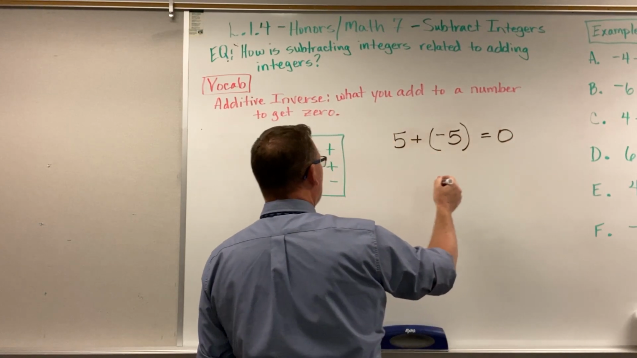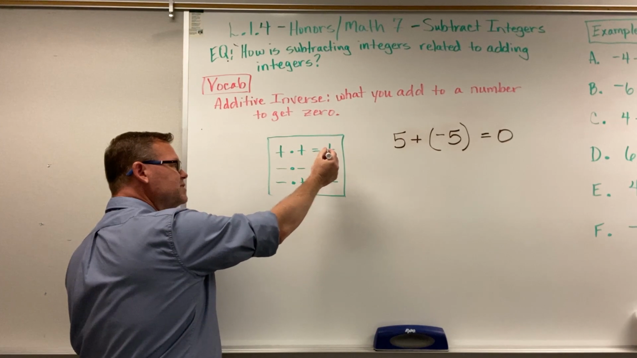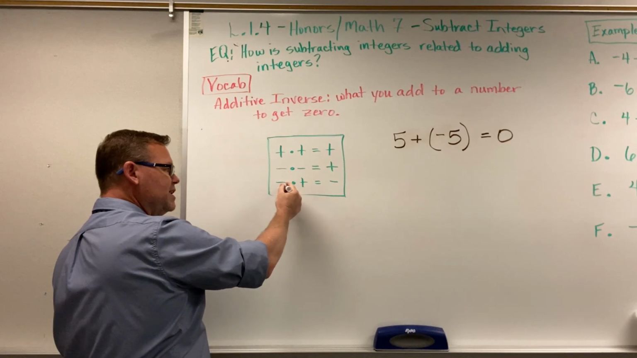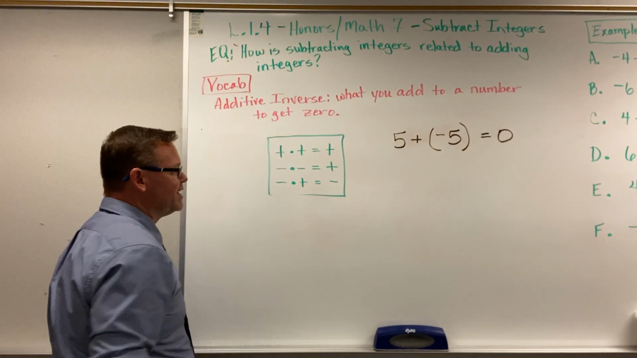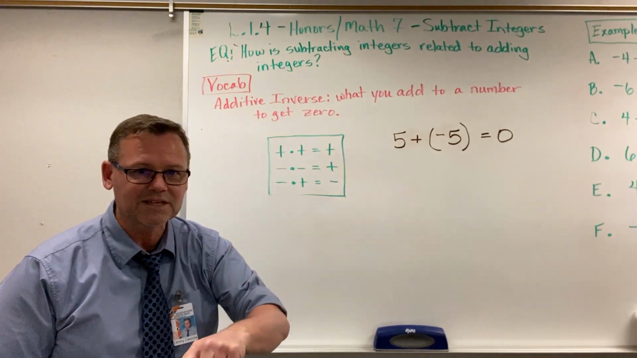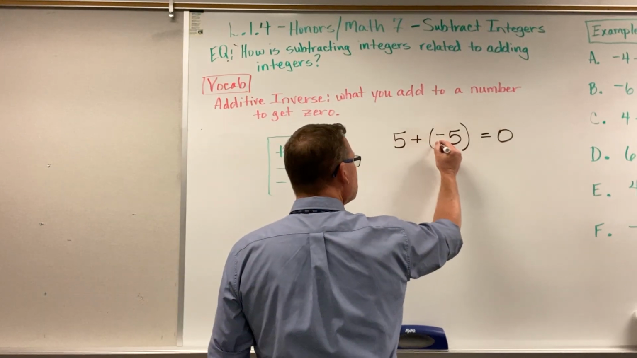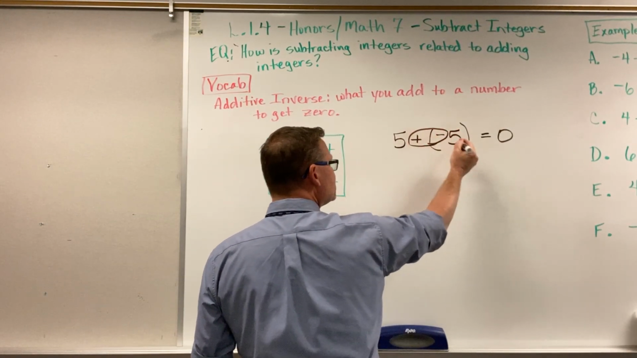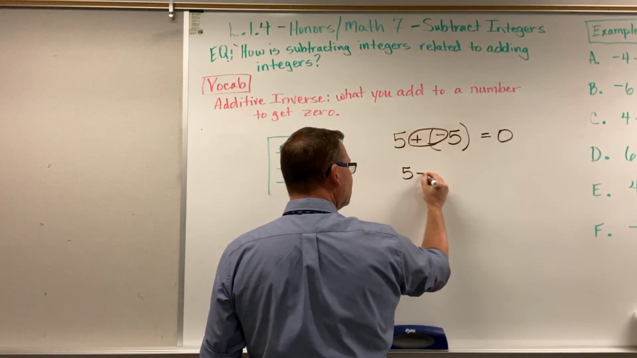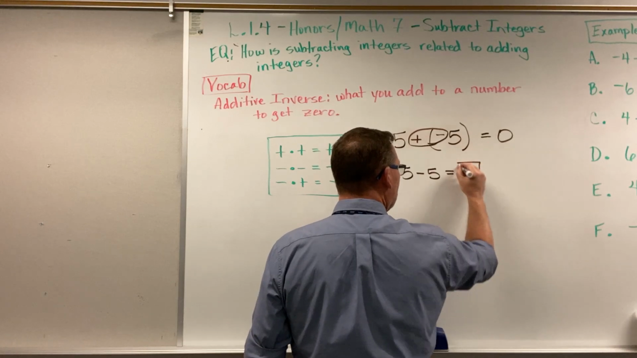Now, this goes right along with this. If I multiply a positive times a positive, I get a positive. Negative times a negative, I get a positive. A negative multiplied by a positive is a negative. In other words, if the signs are the same, I'm going to get a positive. If the signs are different, it's going to be a negative. In this case, the signs are different. I combine these together, I get 5 minus 5, and that equals 0 also.